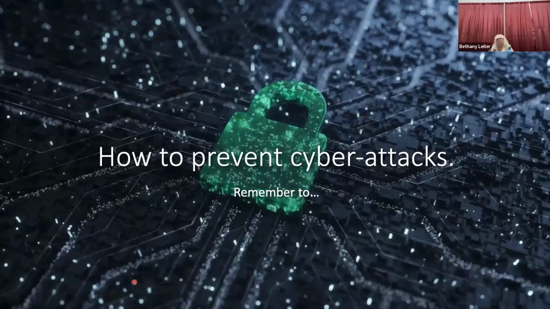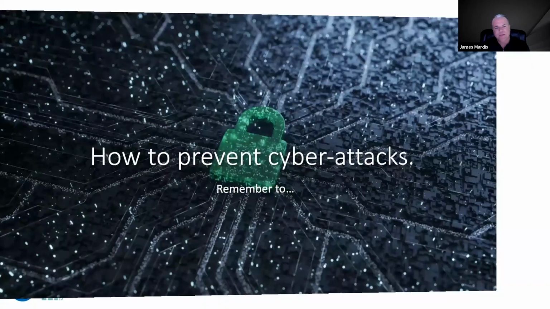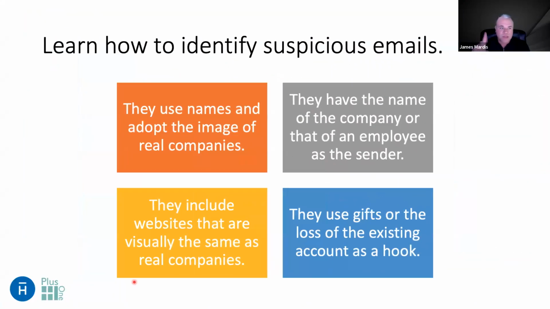And so how do you go about making sure that we're not falling victim to some of these phishing attacks? Well, one of the biggest ways, and one of the first things you should always look at, is the name of the company and or the person sending you an email. And this is for suspicious emails.